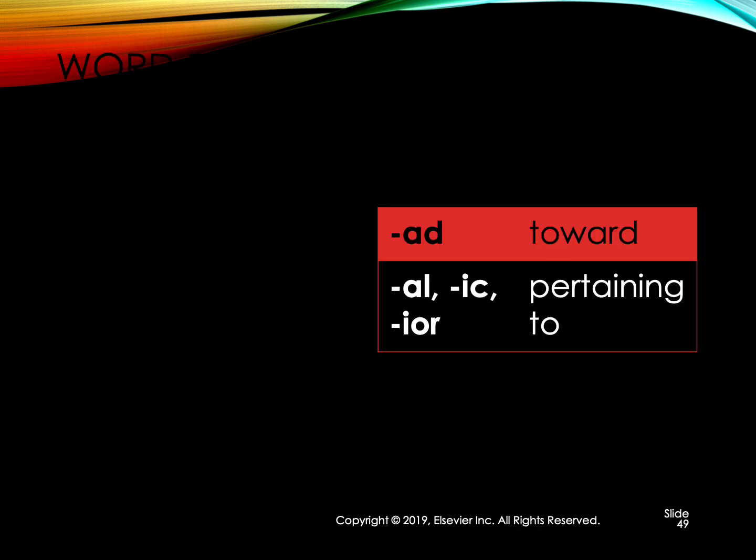Now, what are some suffixes we can use to work with those words? Some examples are ad, like I used the word cephalad, pertaining towards the head, okay? Towards the head. And then other suffixes like al or ic or ior, so al, ic, ior all mean pertaining to. Cephalic, all right? Cephalic, pertaining to the head, okay?